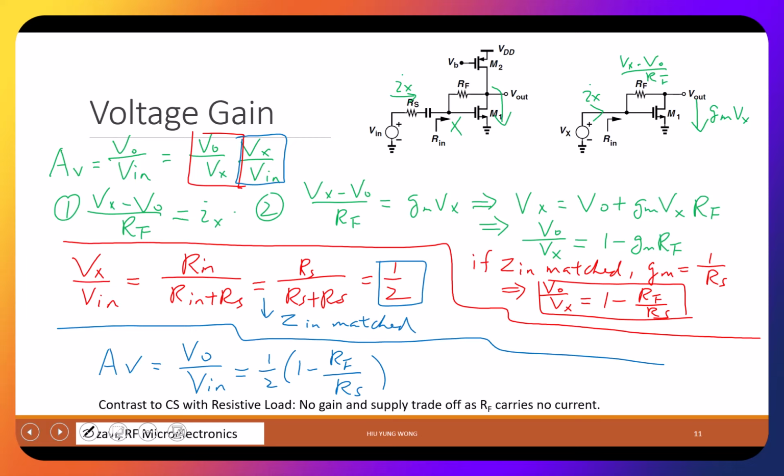Now, we also can think about Rf being large. So if Rf is much larger than Rs, then what do we get? We ignore 1, right? 1 minus a very large number. It's just negative Rf divided by 2 Rs.